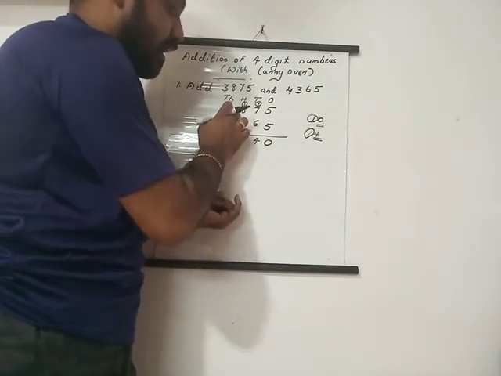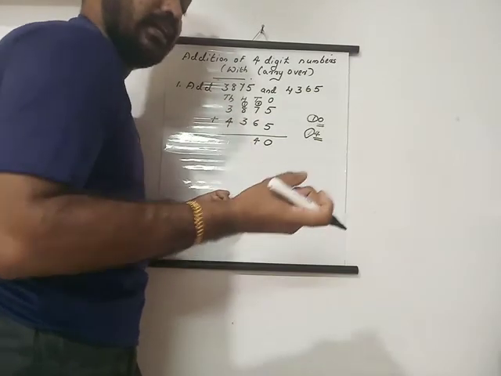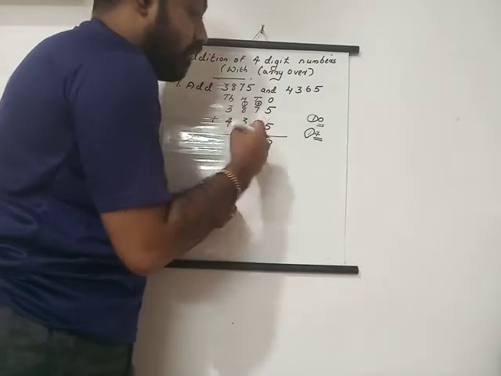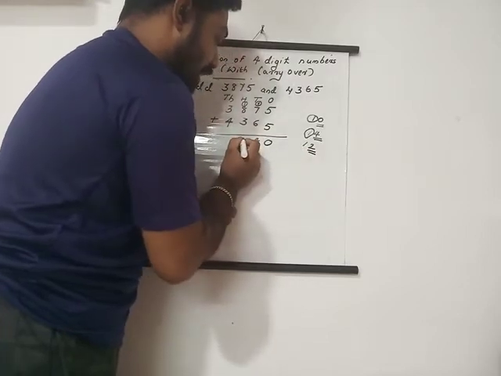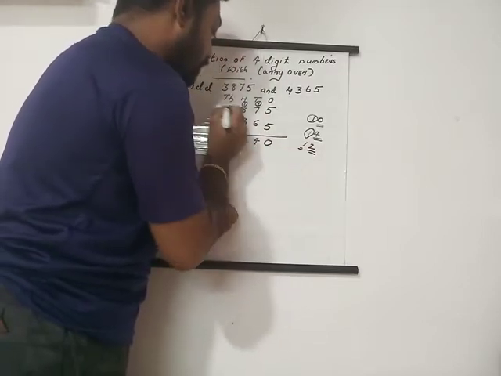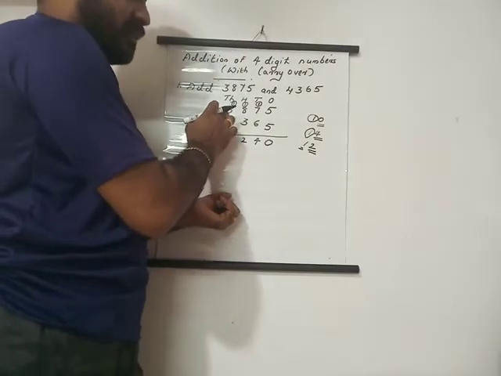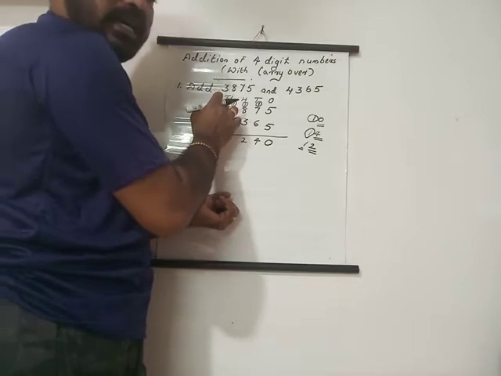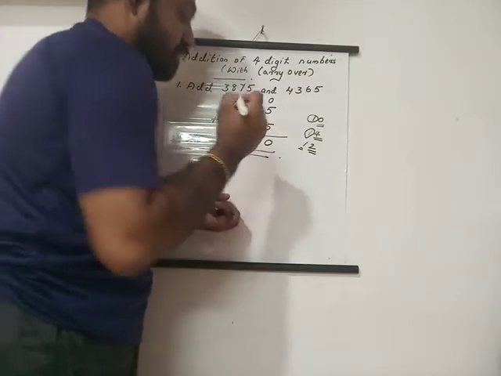Then what is 8 plus 3? 8, 9, 10, 11, and the carryover 1 is there, so it becomes 12. 12 means we write 2 here and 1 becomes the carryover. Then 4 plus 3 is 7, plus 1 is 8. So 8 2 4 0, this is the answer.